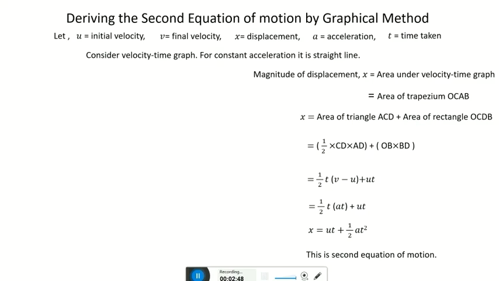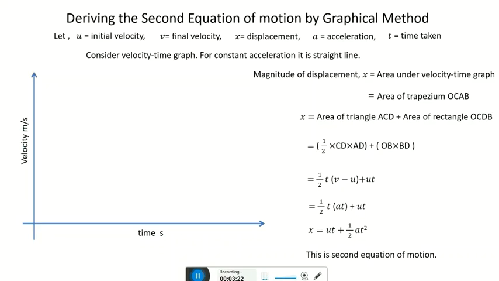Now we derive the second equation of motion by the graphical method. For that we again consider initial velocity, displacement, acceleration and time taken t, ignoring final velocity. So first of all, consider the velocity time graph for constant acceleration, and it is a straight line. So let us consider the velocity time graph. This is the x-axis on which time is taken. This is the y-axis on which velocity is taken. Velocity is measured in meter per second. This is time t. Origin. This is a straight line graph as acceleration is constant.